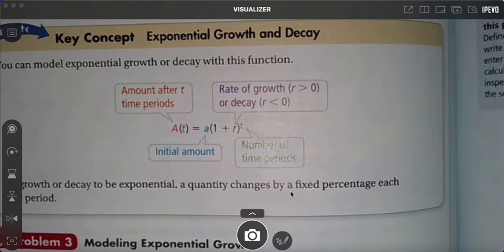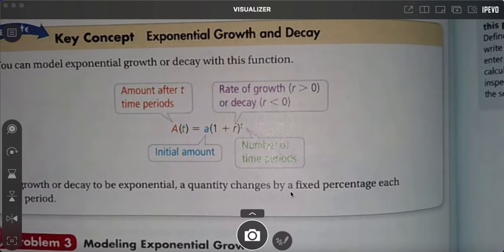And that's the formula you're going to need to know. If it was decay, would I put 1 plus R? No, I would put 1 minus R, because you would treat that rate as if it was negative because it's decaying. It's going down. So that R would be negative.